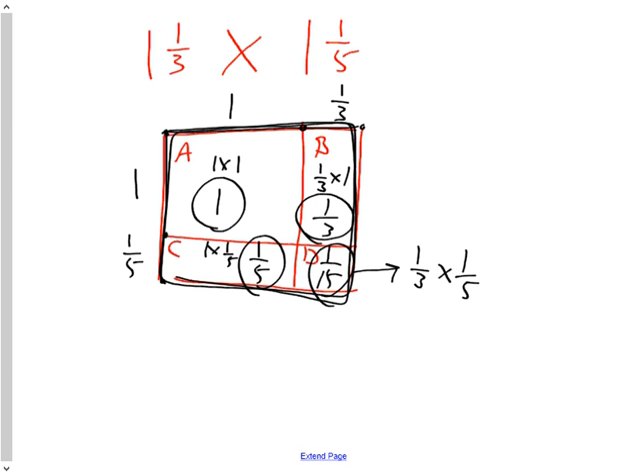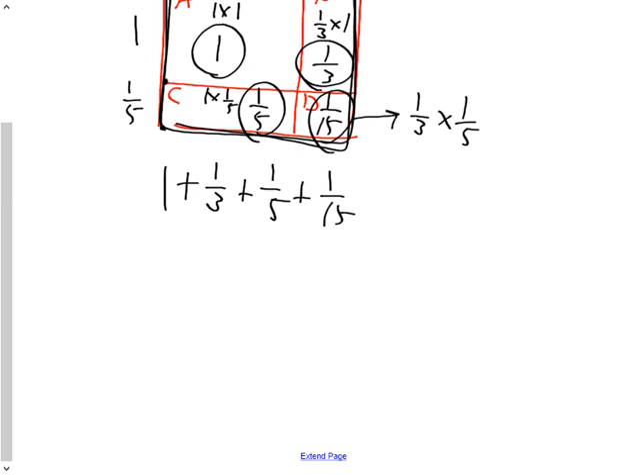So if I think of the entire area as being A plus B plus C plus D, it can be 1 plus 1/3 plus 1/5 plus 1/15. Now, because we have a whole number here, we're going to ignore that and just bring it down to our final sum down here. We'll wait until we figure out what the sum of those 3 fractional parts are.